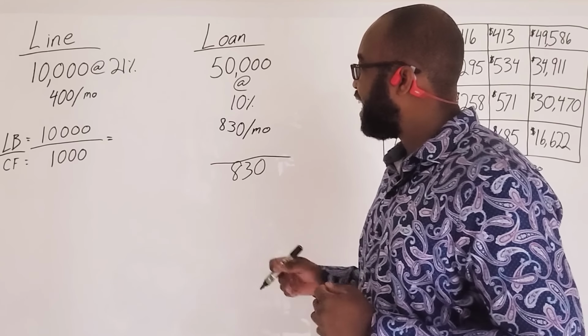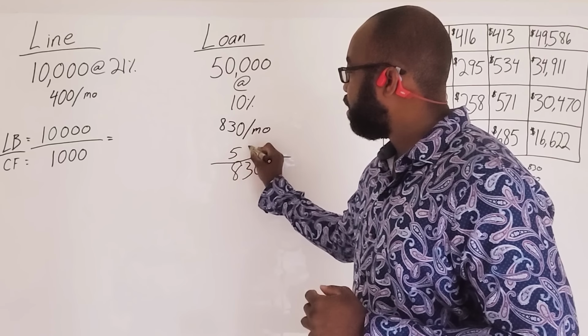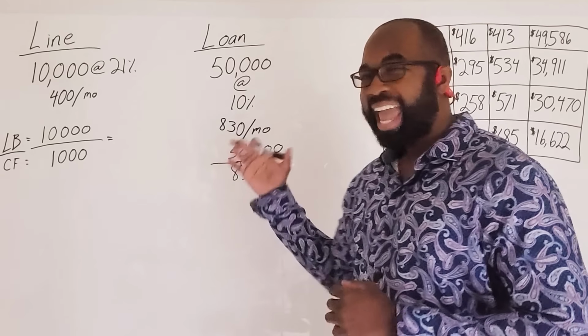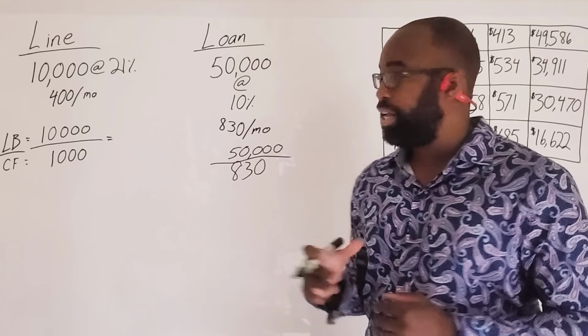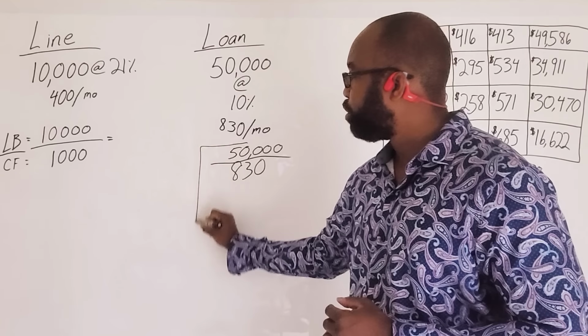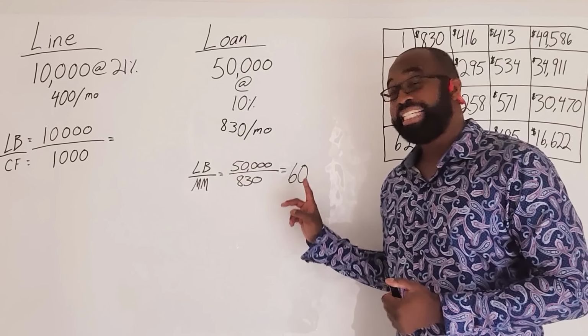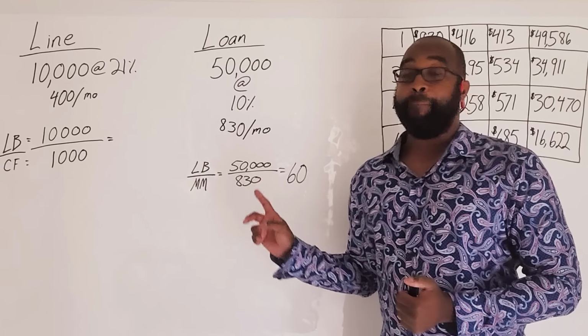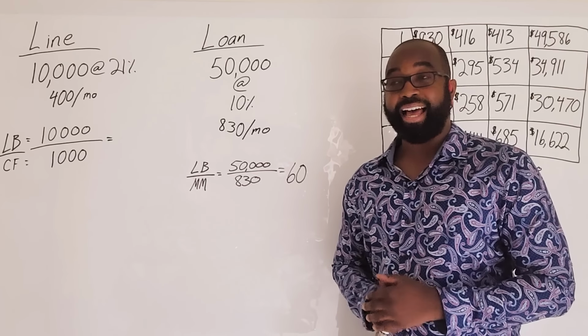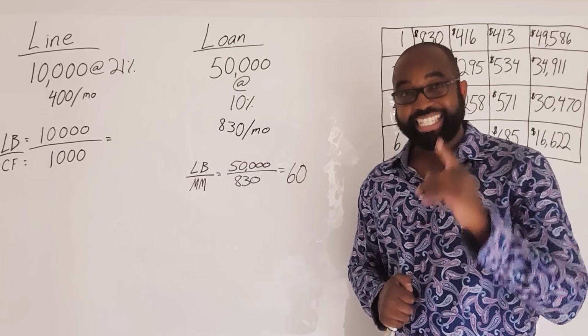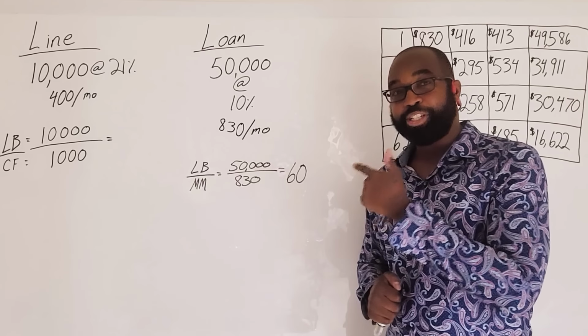We're going to go ahead and make sure that we put that loan amount of $50,000 on top, and we divide it by 830, and we want to give you an answer, okay? And that answer is going to be actually 60. Man, you know what that means? That means I was wrong. Oh man, do you see how you need to let the numbers do the talking?